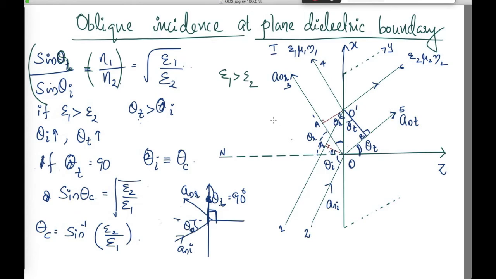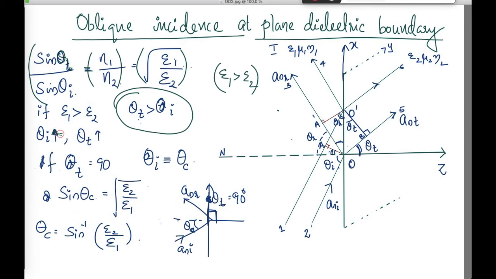The region where the incident medium is denser than the reflected medium. So we are going to consider the case where the first medium is of higher refractive index, or denser, compared to the second medium. In that case, we know that the ratio epsilon 1 by epsilon 2 will be greater than 1, which means that sine theta t will be greater than sine theta i, which means that theta t will be greater than theta i. Also, we know that the ratio is constant, which means that if you increase theta i, naturally theta t also will increase.